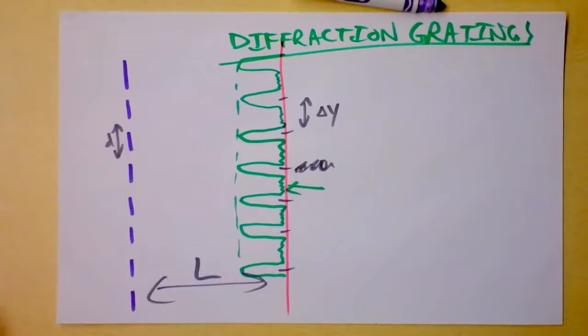So what I'm doing is shining a laser through a diffraction grating, and then I'm going to get a whole bunch of different spots.